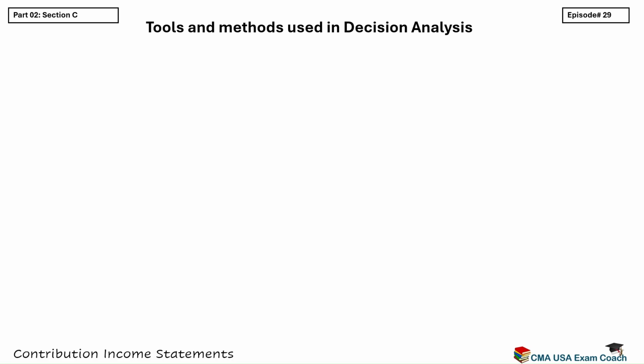One of the most important tools is the cost-volume-profit analysis, commonly known as CVP analysis. This method helps managers understand the relationship between costs, sales volume, and profit. By analyzing how changes in selling price, variable costs, or sales volume affect profit levels, managers can make better decisions about pricing, production levels, and cost control. Under CVP analysis, we will be covering the following key areas.